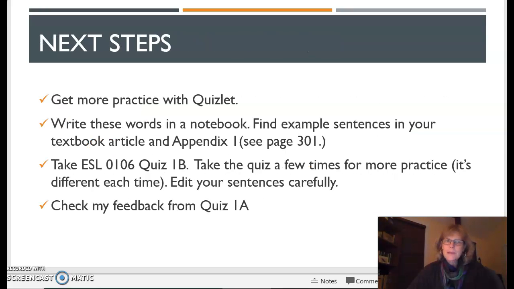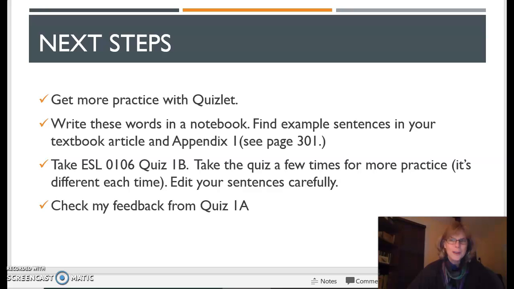Your next steps, in order to make sure you know this vocabulary, are to go into Quizlet, do some review. There are flashcards there for you. There are games for you to play. Be sure you're writing these words down in your notebook. When you find examples in the book, in Quizlet, in other places with these words, write them down in your notebook. And you'll find additional examples in the back of your book if you head over to the appendix.